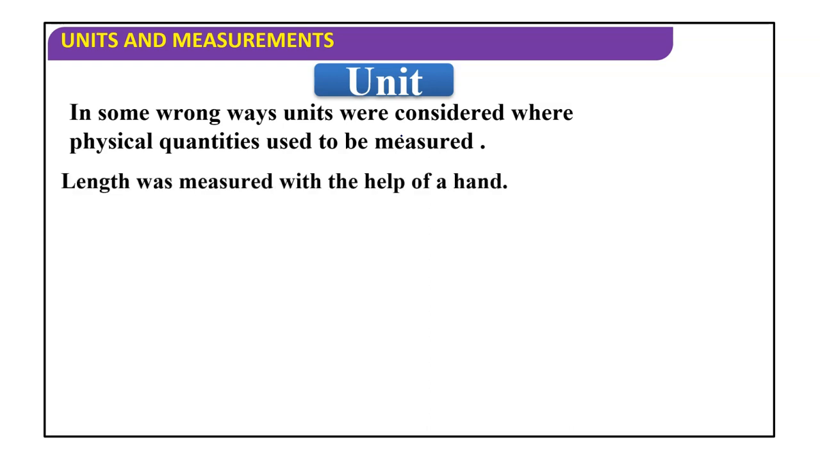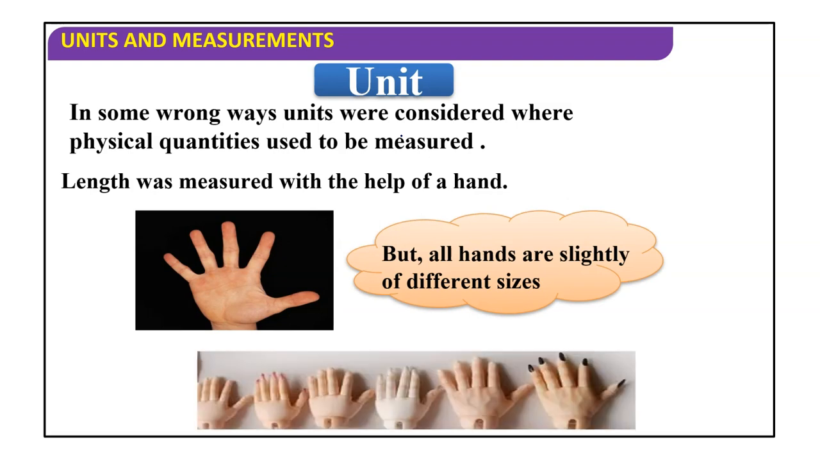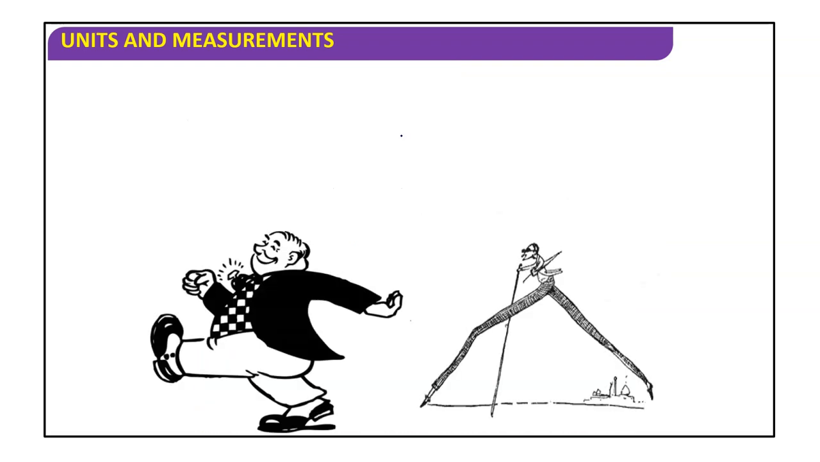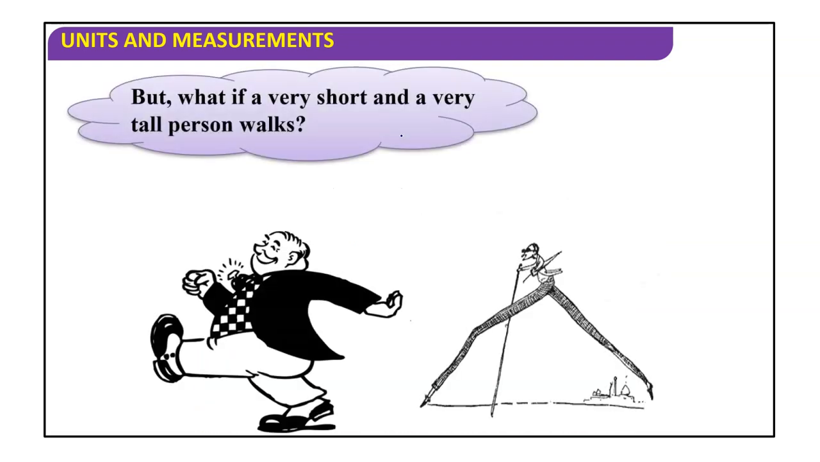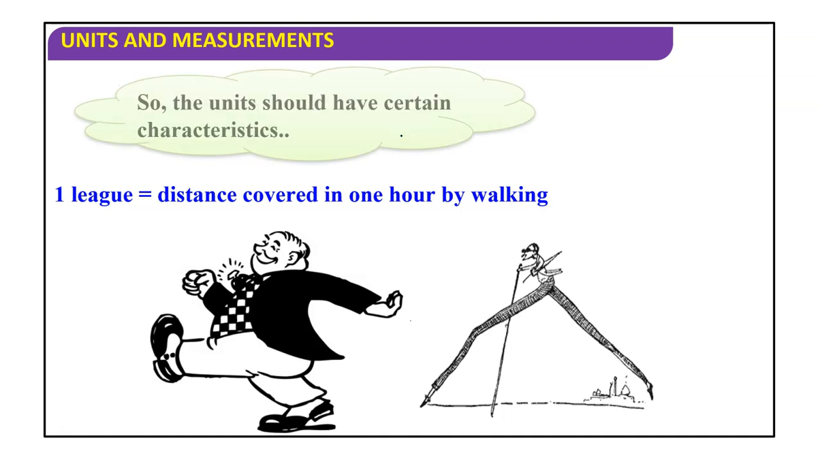In earlier times, units were considered in some wrong ways where physical quantities used to be measured, like length was measured with the help of a hand. But all hands are slightly different sizes. What if a very short or very tall person walks? The gap between the legs and the distance covered by the legs: one leg is equal to the distance covered in 1 hour by walking.